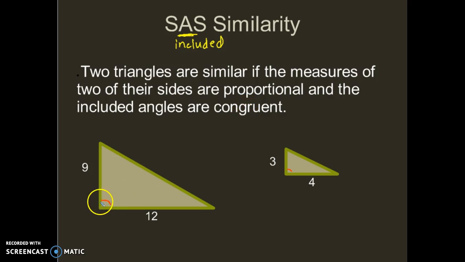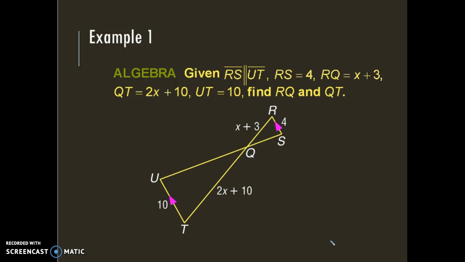So for this one, I've got a red curve and a red curve, so those are my congruent angles. Then if I look at the sides, I've got 9 and 12, 3 and 4. If I divide by 3, I get the side 3 over here. And then if I divide by 3, I get the side 4 over here. So my sides are proportional, and I have the included angles congruent. So now we're going to use all of this to solve problems.